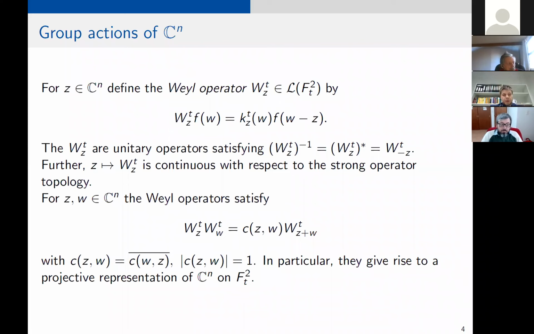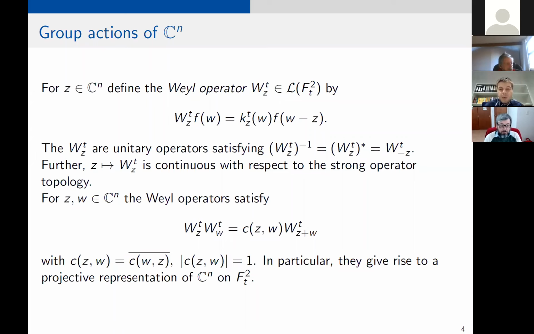And well, if you take the product of two Weyl operators, you have the following. If you compose the Weyl operator at z with the Weyl operator at w, you get the Weyl operator at z plus w, except for some constant factor. It's not really important what precisely this constant is. It is of norm 1. And if you exchange the positions of z and w, you get the complex conjugate.